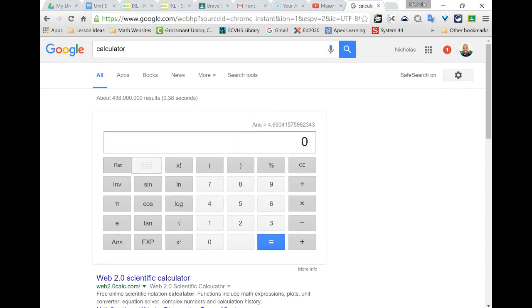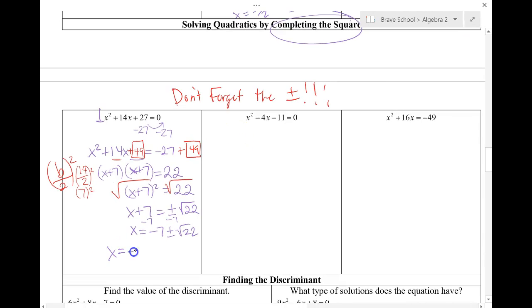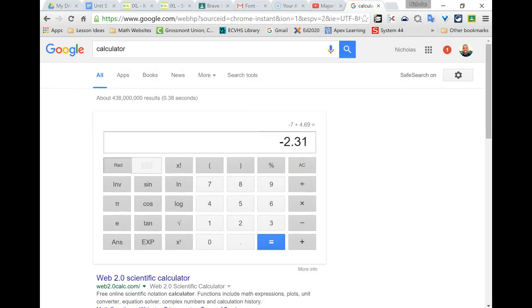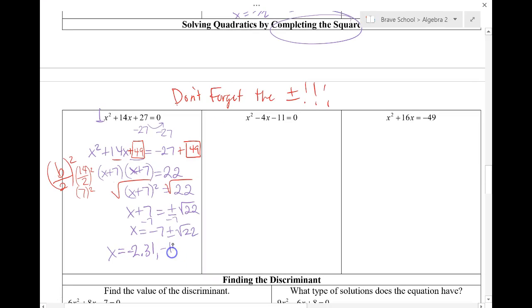Okay, negative 7. We're going to add 4.69. We get negative 2.31. So that's our first number. And then the second time around, we're going to subtract it. So negative 7 minus the same number, 4.69, is negative 11.69. And there's our two solutions.